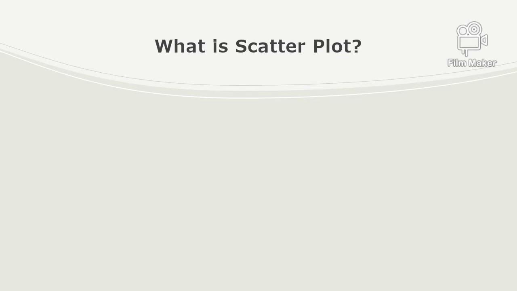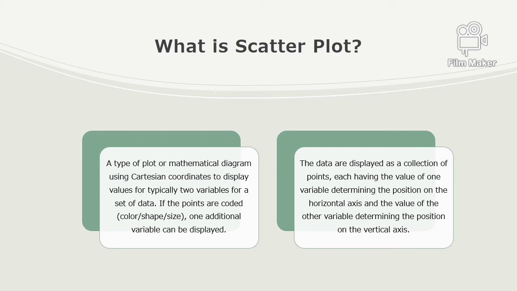What is a scatter plot? A type of plot or mathematical diagram using Cartesian coordinates to display the values for typically two variables for a set of data. If the points are coded by color, shape, and size, one additional variable can be displayed. The data are displayed as a collection of points, each having the value of one variable determining the position on the horizontal axis, and the value of the other variable determining the position on the vertical axis.